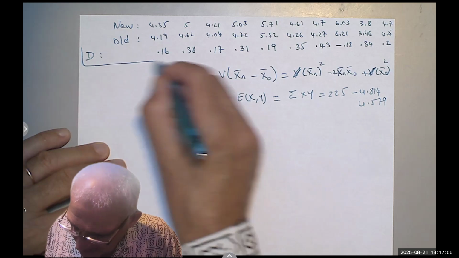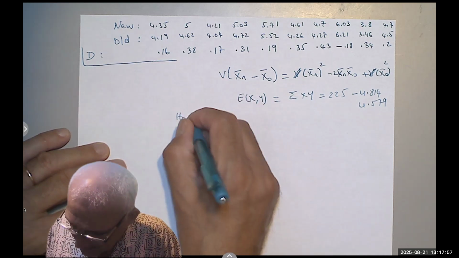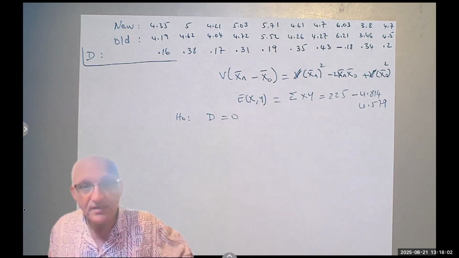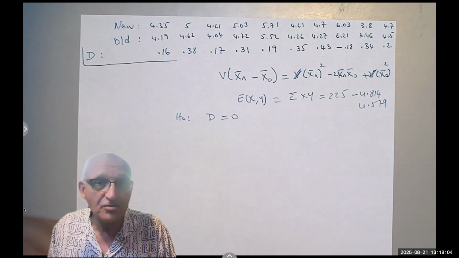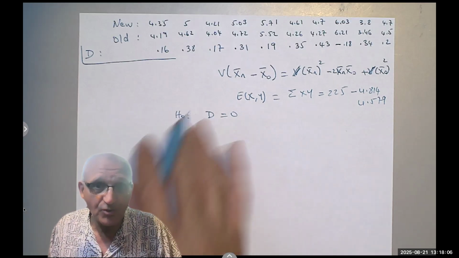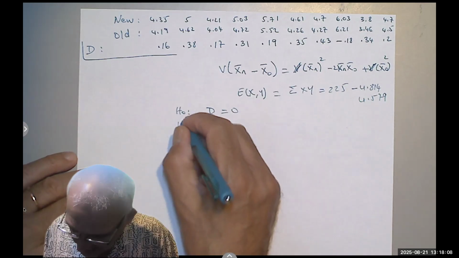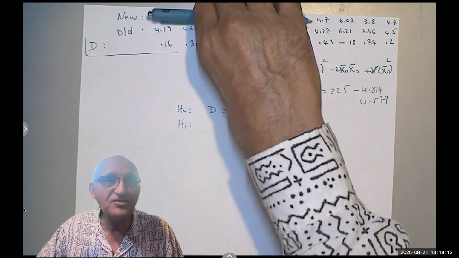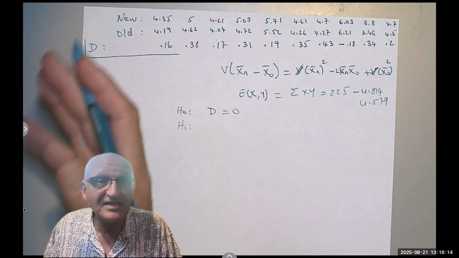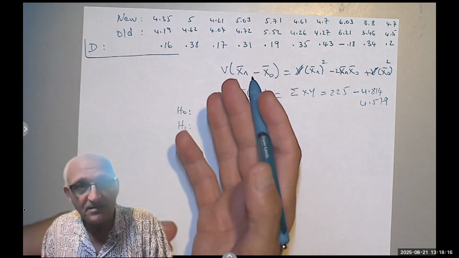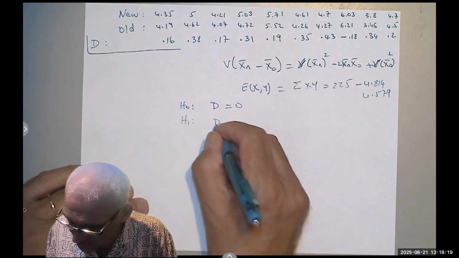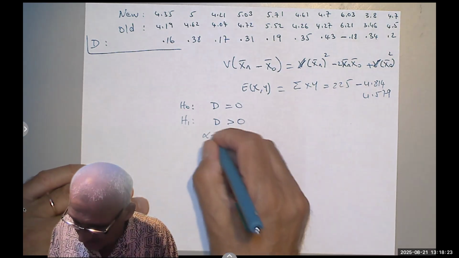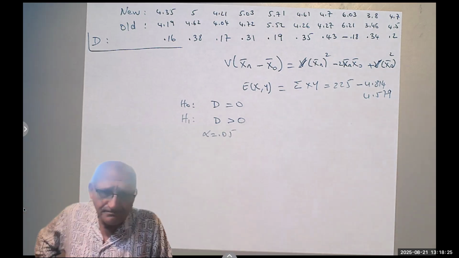Now, I will say the null hypothesis is D equals 0. The difference is 0, meaning there is no difference between the two. Versus the alternative hypothesis, now in fact I want the new to have higher thread than the old. I'm checking to see if it really has a better thread. So I would say D is greater than 0. That's the alternative. I will check at 0.05.